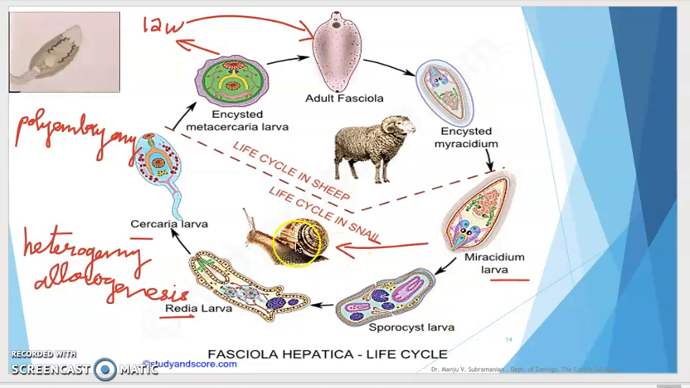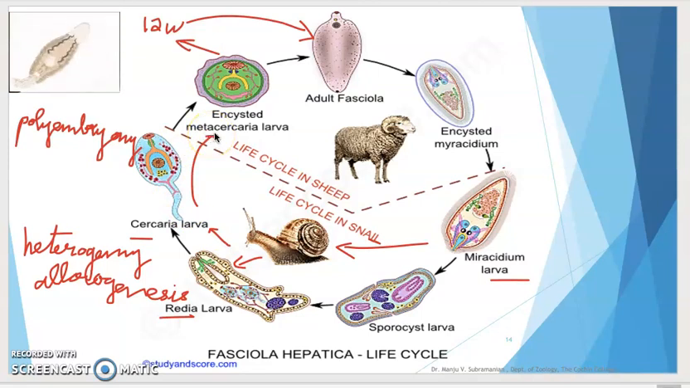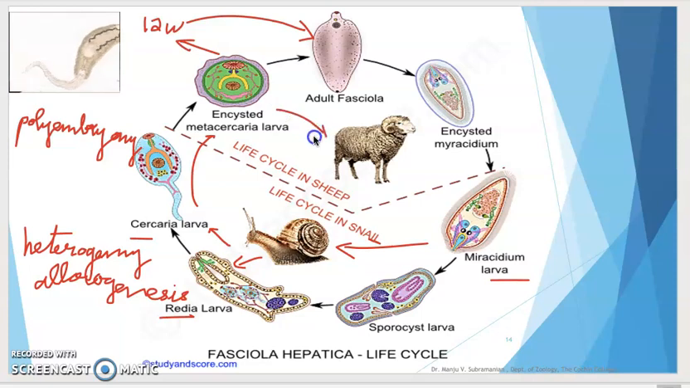After 2 weeks, the sporocyst larva gets converted into the redial larva, and the redial larva develops into the cercaria larva, which is tadpole-like, and after 2 to 3 days, this free swimming larva turns into the Metacercaria by getting encysted, and becomes active only if this Metacercaria larva enters into the body of a sheep. Then heterogamy, pedogenesis and polyembryony are common in Fasciola. So that's all about the life cycle of Fasciola hepatica.